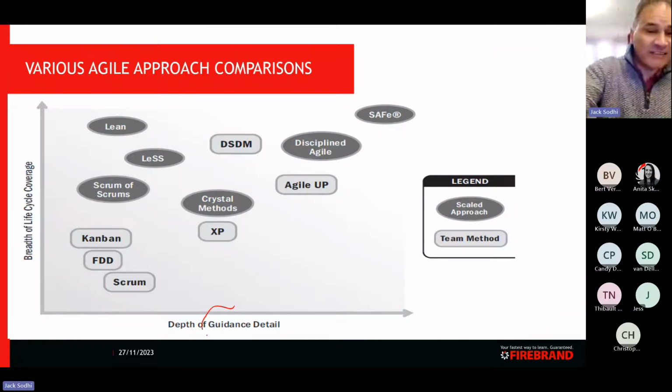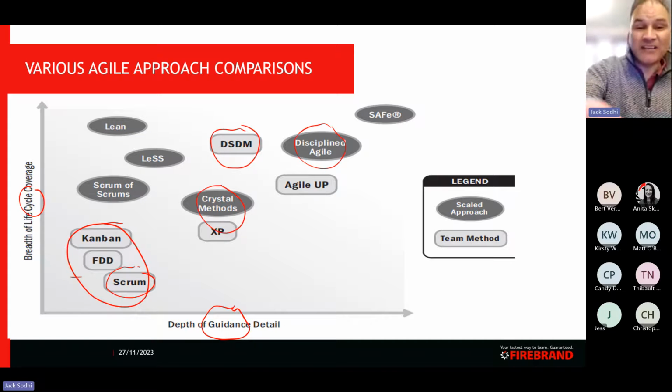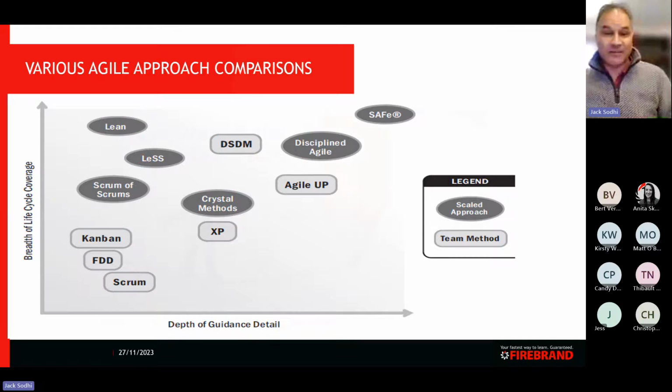And you can see depth of guidance here, and then the life cycle. We've seen what a life cycle is, and you can see Scrum is very minimal on life cycle, but it can be used anywhere. Kanban can be used in a feature driven. All these can be used anywhere in the life cycle. Then the DSDM approach we'll look at in a second, and disciplined agile and Crystal methods. So these are a bit more guidance on it, and less is really more, because less means that it's large scale Scrum. And then you've got the lean, which we looked at just a few minutes ago.